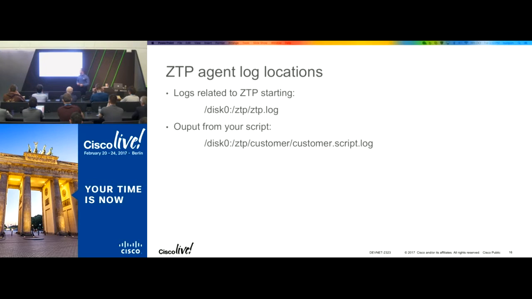So the other thing ZTP has is the log locations. As ZTP starts, it logs into this ztp.log file. So that one is where you would look if you have any issues with your script actually starting. It's not detecting the DHCP options, or it's not able to run the bash script, or the unknown line returns problem. Those are all in that file. In this other file, the customer script log is actually the output from your script. So if you have debugs in your script where it prints out, this is what's happening, that will show up in that log. So once your script is running reliably, you'll look at that one to debug those.